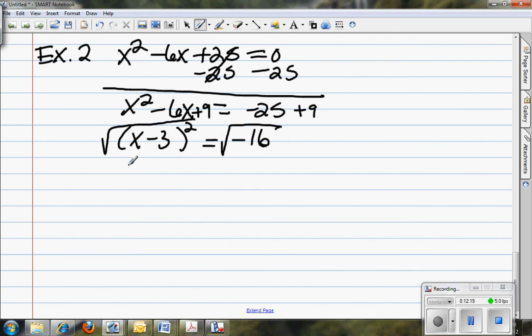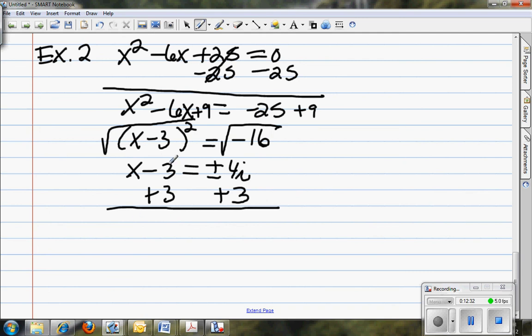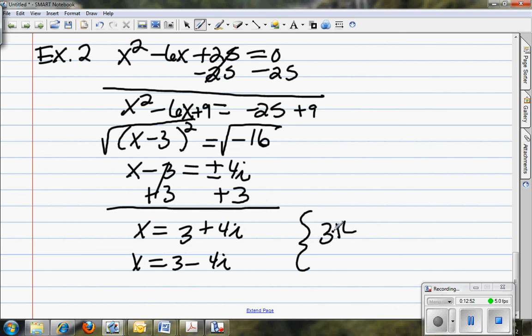Square root of both sides. x minus 3 is equal to plus or minus 4i. Add 3 to both sides. x is equal to 3 plus 4i, or x is equal to 3 minus 4i. So when we write our final solutions, we have 3 plus 4i and 3 minus 4i.